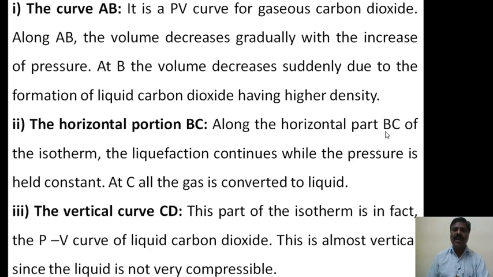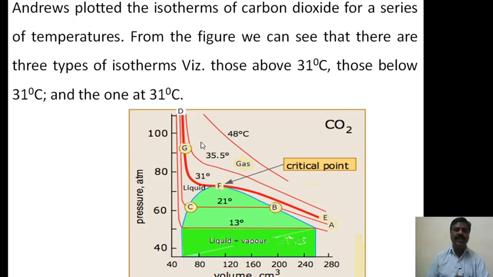Along the horizontal part BC of the isotherm, the liquefaction process continues while the pressure is held constant. At point C, all the gas is converted into liquid. What is that BC portion? You see, in this BC portion, it is discontinuous and remains constant.